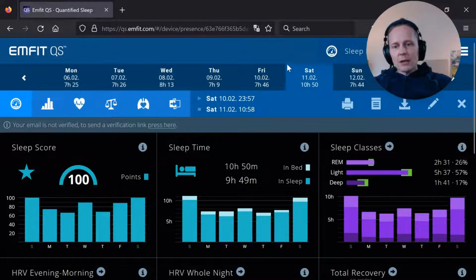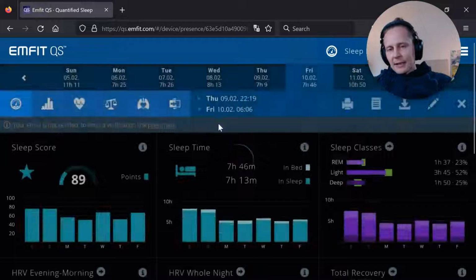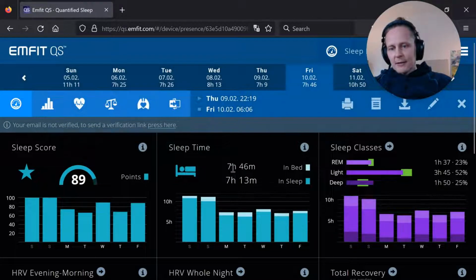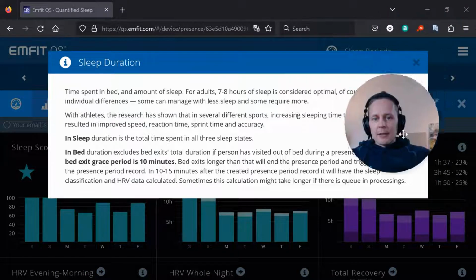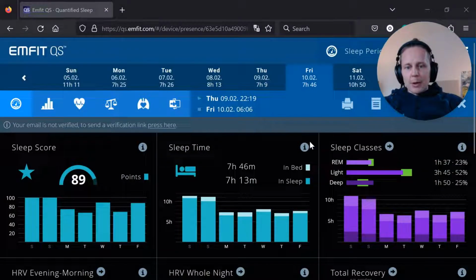If I want to check other days, I can click the other day to get the details of that actual day. And if I want to have more information, I can always click the information button, which is here from the title.